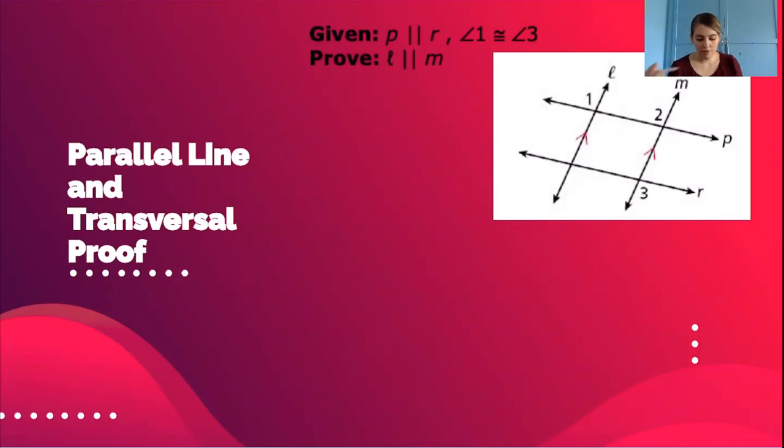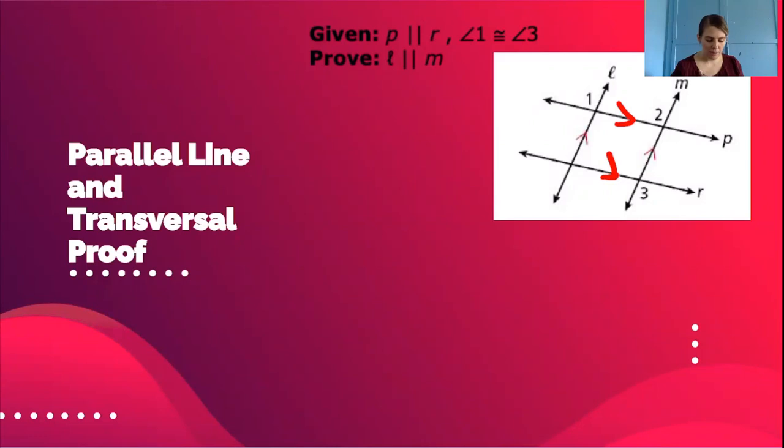So what I know from this picture is that line P and line R are parallel to each other. I want to prove that line L and line M are parallel to each other. Clearly, I've taken this from a picture of an already solved proof, so those arrows are already on L and M, but we're going to work through and prove that they're parallel.